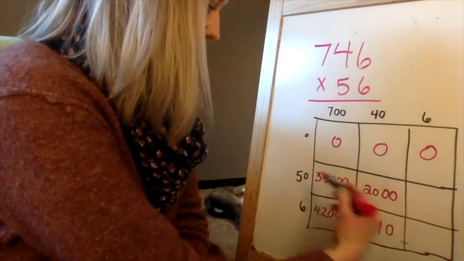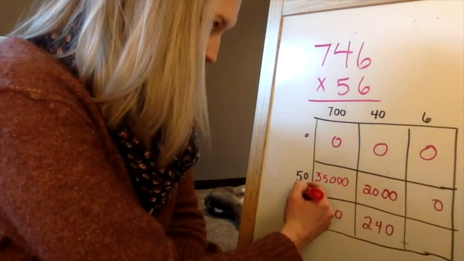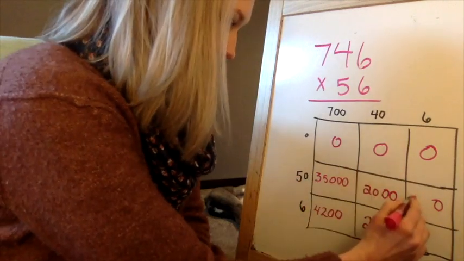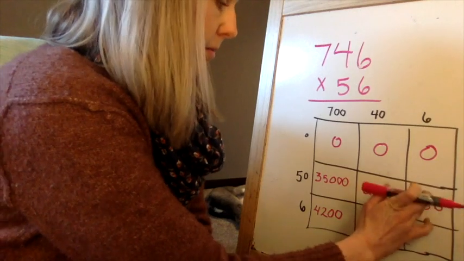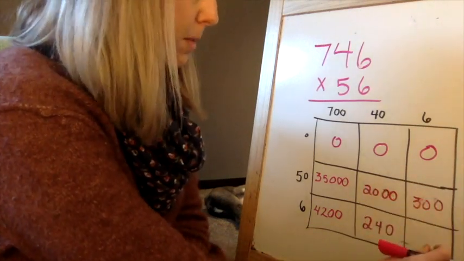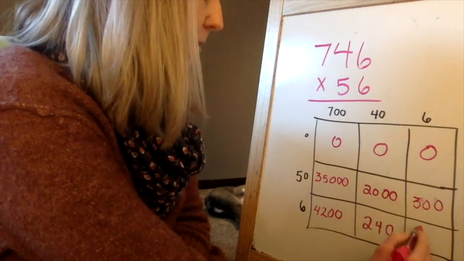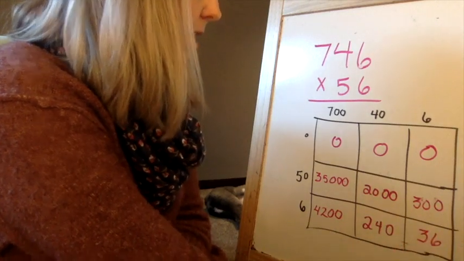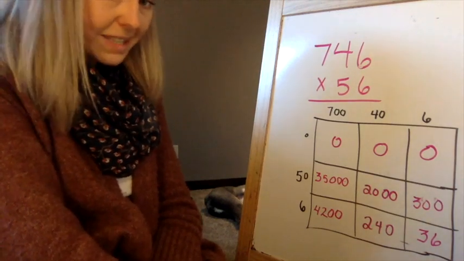Now here, 6 times 50, 1 multiple of 10. So 5 times 6 is 30. Sorry, I said multiple of 6, it's 1 multiple of 10. I've got too many things in my head right now. Slow down, Mrs. Oaks. It's all good. And then 6 times 6 is 36. So now, just like when you do box window method with a smaller number, you just add them all up.